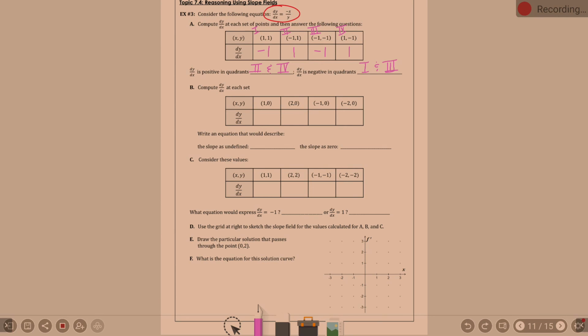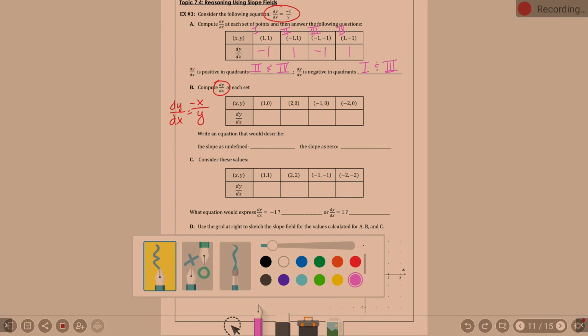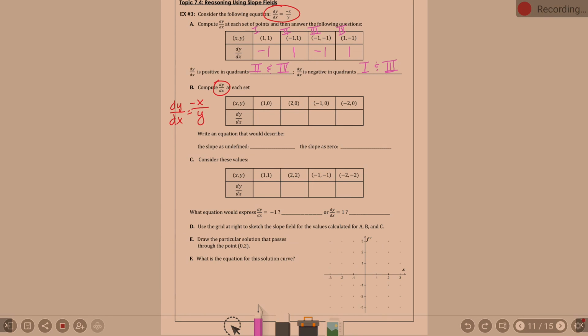Okay. Same thing. Still working with the same dy/dx all the way through this entire page. Now, keep in mind it is negative x over y, right? What's happening at 1, 0? What's happening at all of these? They're all divided by 0, aren't they? So all of these are undefined.